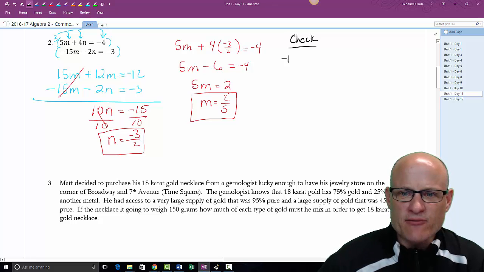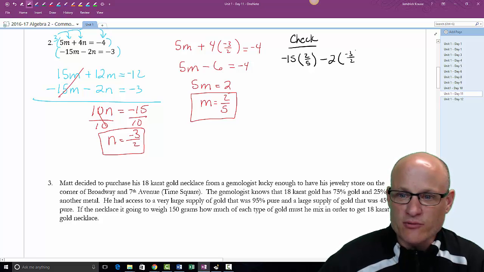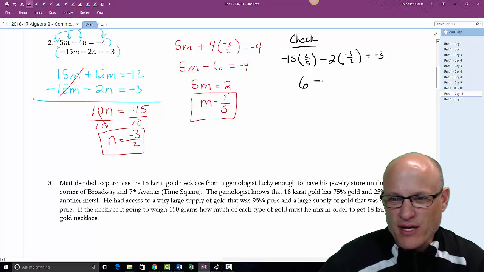So it's going to be negative 15 times m, which is 2/5, minus 2 times n, which is negative 3 over 2. Does that equal negative 3? Well, this is negative 30 over 5, which is really just negative 6. And a negative times a negative is positive, and the 2's cancel. So I end up with positive 3.